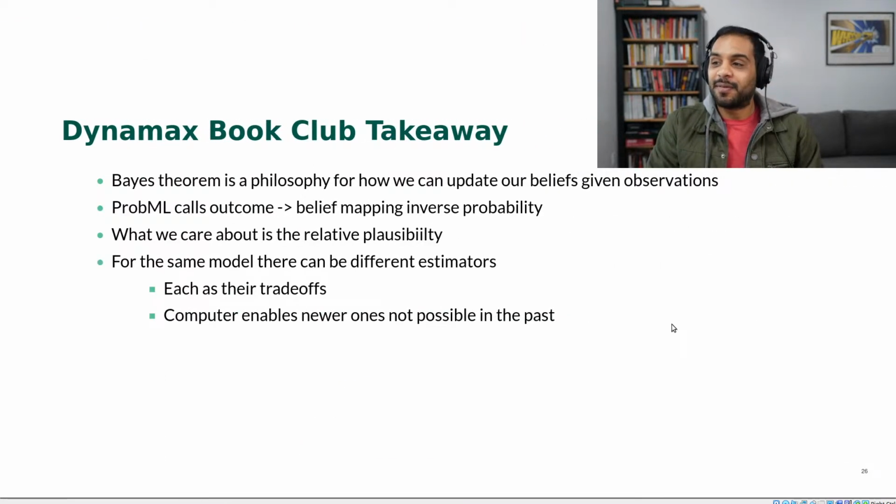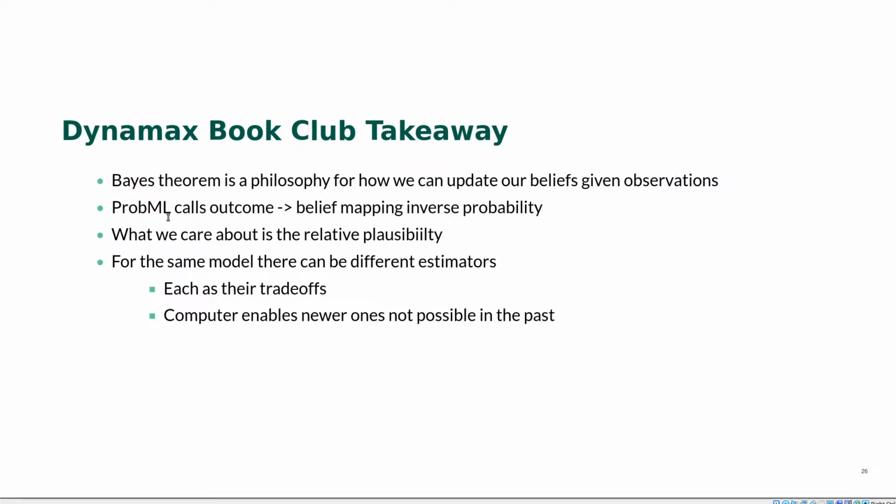So here's the takeaway for Bayes' theorem. It's just a philosophy for how we can update our beliefs given observations. This is a common theme you're going to see over and over again. In the book Probabilistic ML, Kevin calls it outcome belief mapping, which is inverse probability. That's what we're doing here. We're really interested in this outcome belief mapping.